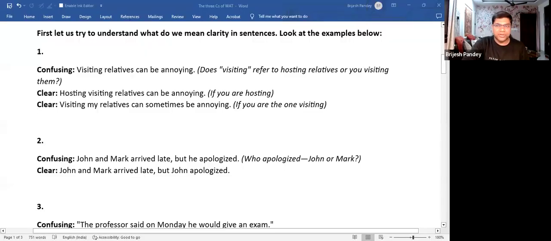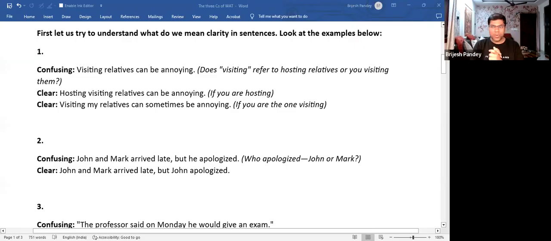So I will try to share a sheet where I have put lots of examples, and I have shown you how good writing is different from bad writing. So let me just share this here. And as you can see on the screen, it says, first, let's try to understand what we mean by clarity. So there are only 5 examples. It's not a long video.